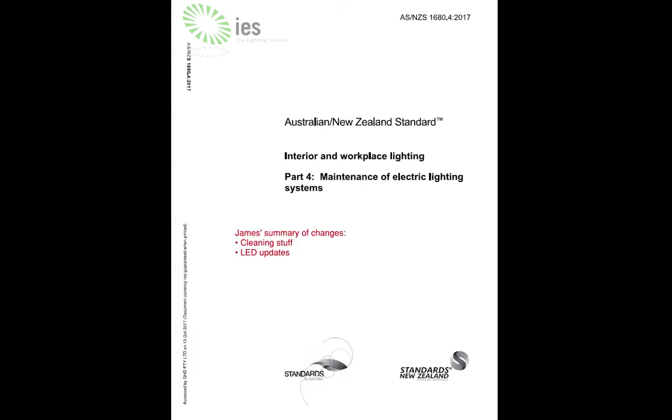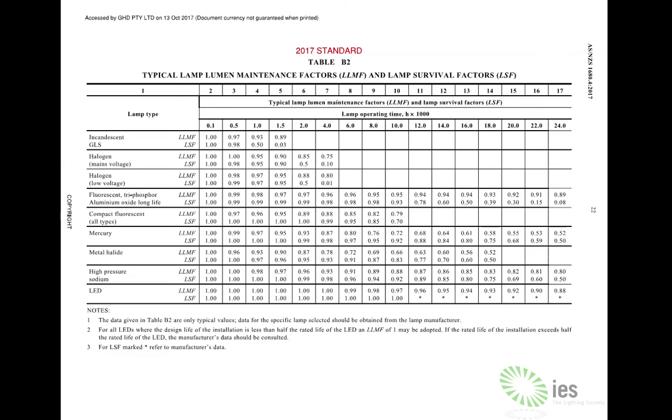There's 2 changes. Cleaning stuff. Vague cleaning is now removed generally. And there's some LED stuff. That's the standard in a nutshell. That's how I summarise it with 4 words. We have a new table at the back, 2017 standard. And look, LED. This is fantastic. We're finally starting to talk about LED.